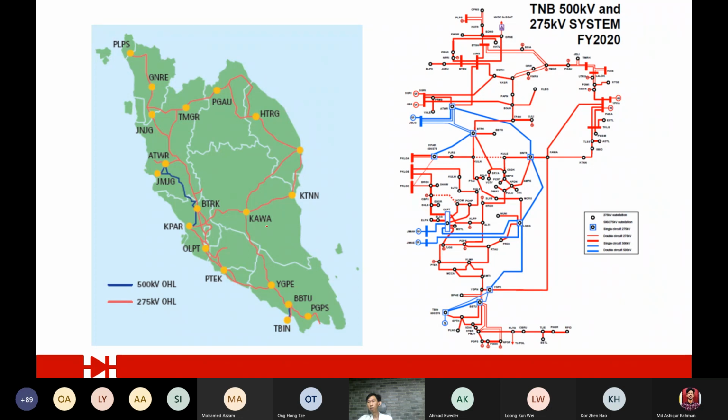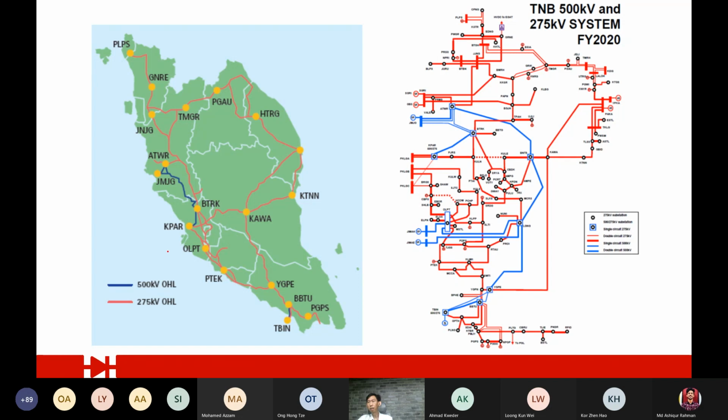TNB is using 4-letter codes, and they have a meaning. Like this one, I know YGPE. YG is Yongping, YGP is Yongping. Some I don't know, they are long names. But when you look at this type of labeling, it's definitely the TNB naming.